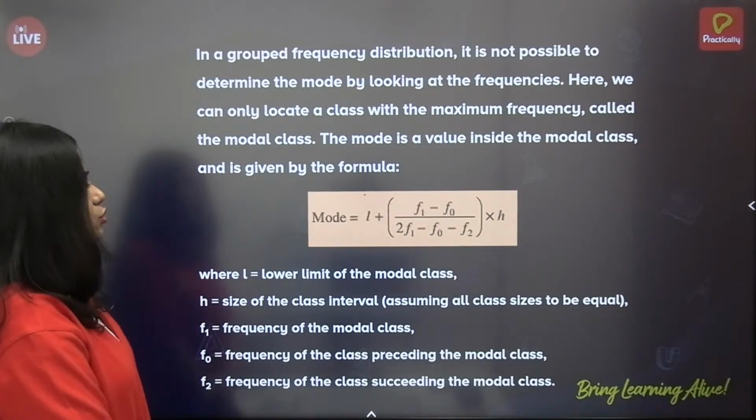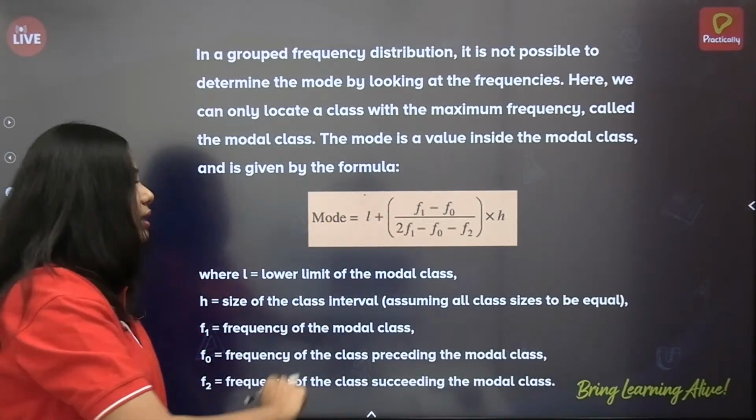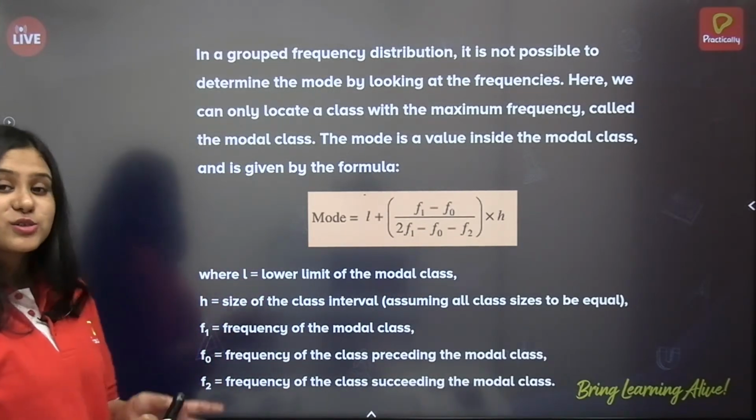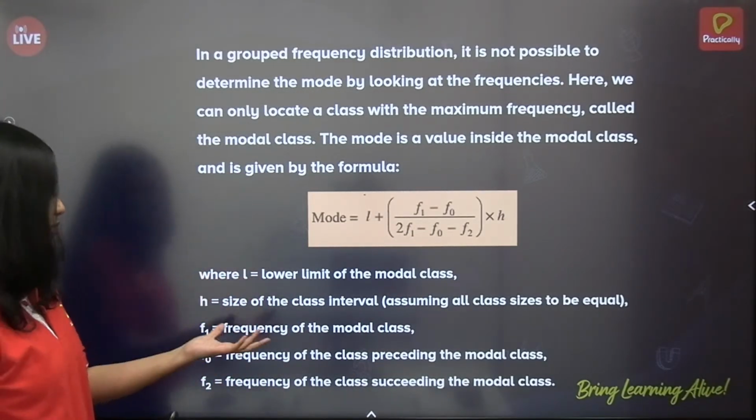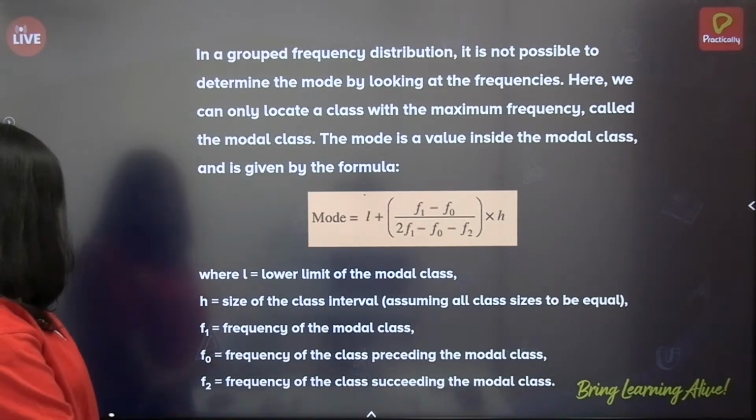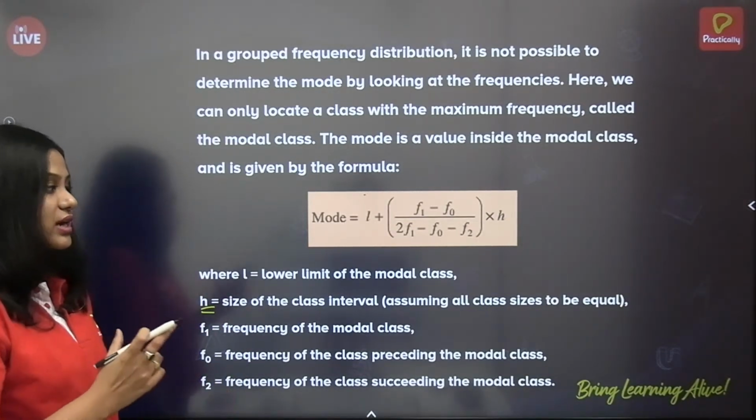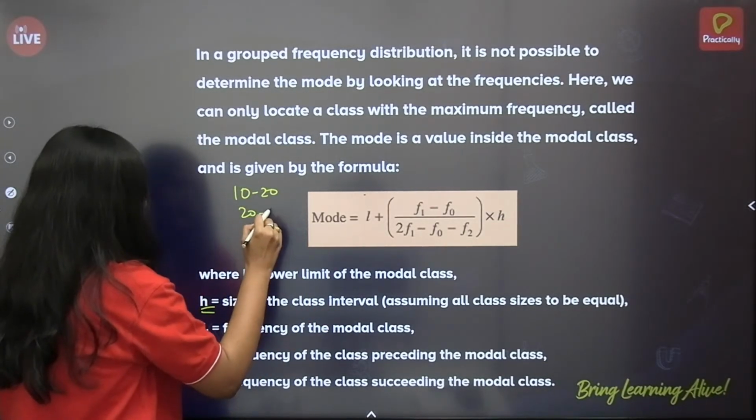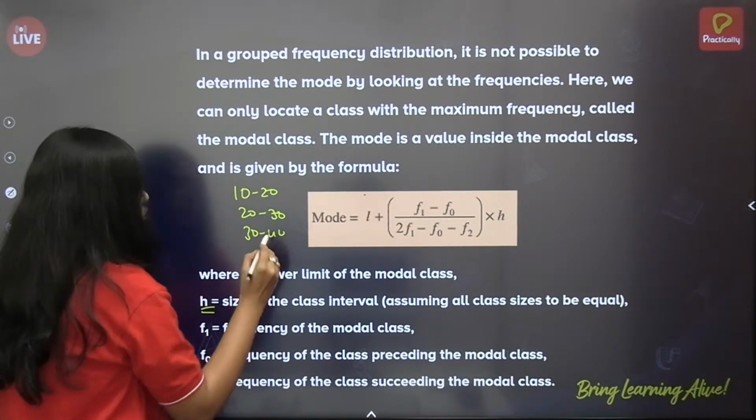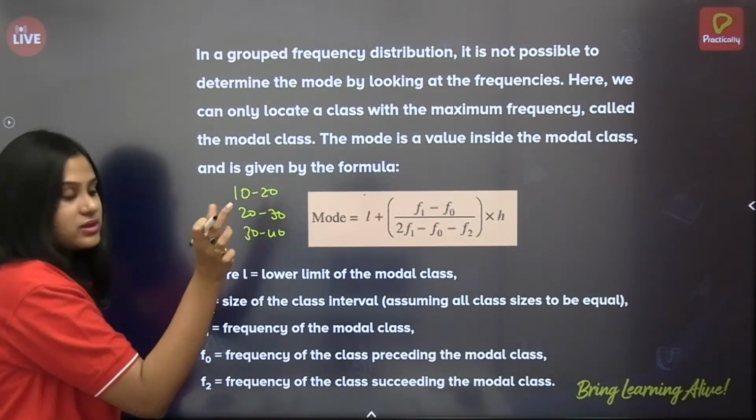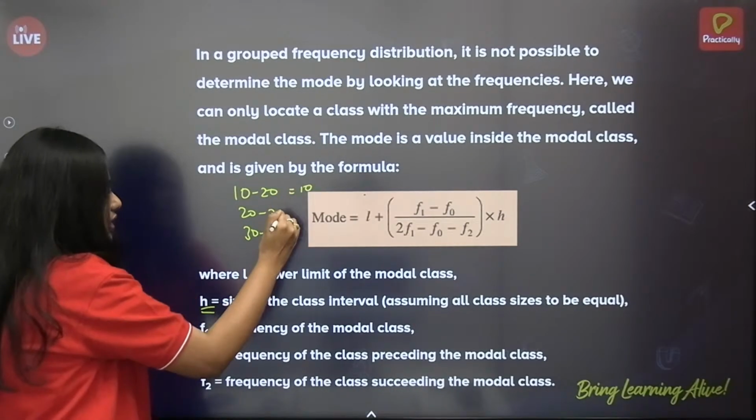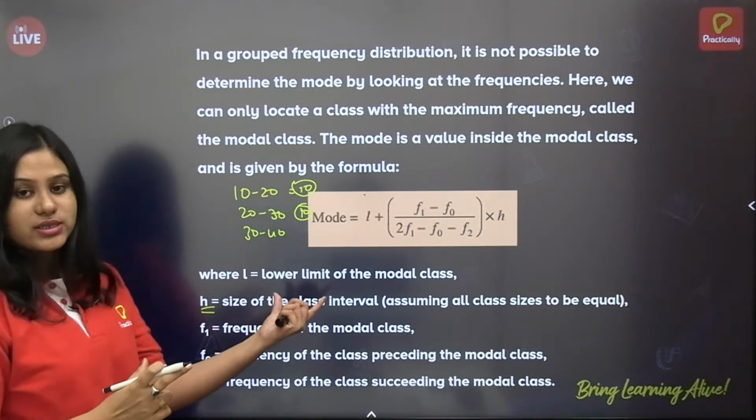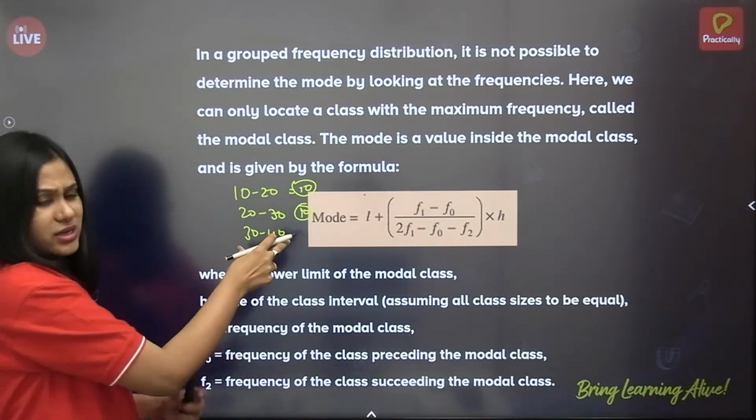Mode is equals to L plus (F1 minus F0) by (2F1 minus F0 minus F2) into H. There are so many variables, correct? So let us see what those are. H is nothing but the size of the class interval. What is meant by size? 10 to 20, 20 to 30, 30 to 40, and so on. The class size is nothing but the width. So 20 minus 10 is 10, and 30 minus 20 is 10. The size of the class interval is the same. Here it is 10.